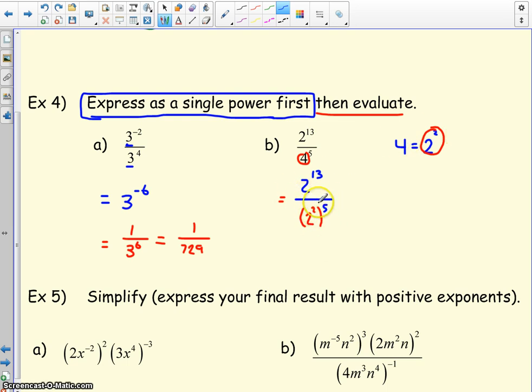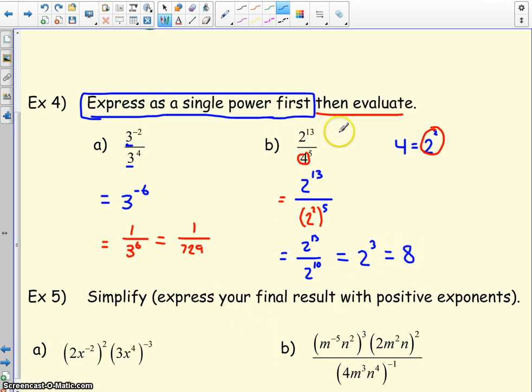First in the denominator, I can use my power of a power rule to multiply those exponents together. So I get 2 to the 13 over 2 times 5 is 10, so 2 to the 10. Okay, and I still haven't written as a single power, but now I can use my division rule to subtract these exponents. So 13 minus 10 gives me 3, so it's 2 to the exponent 3, which then I can evaluate to give me 8.